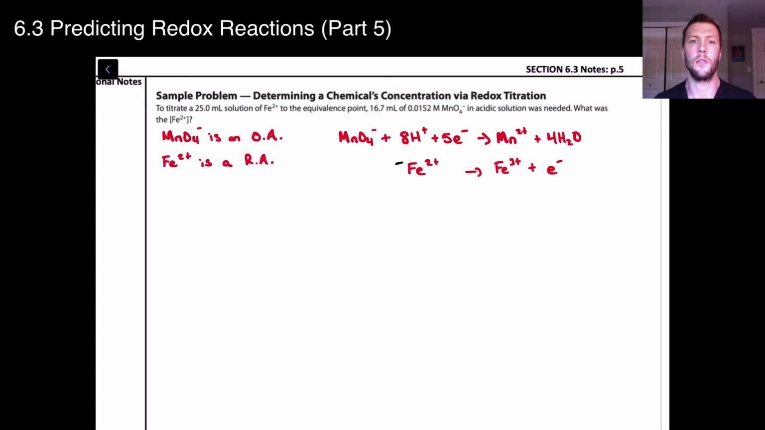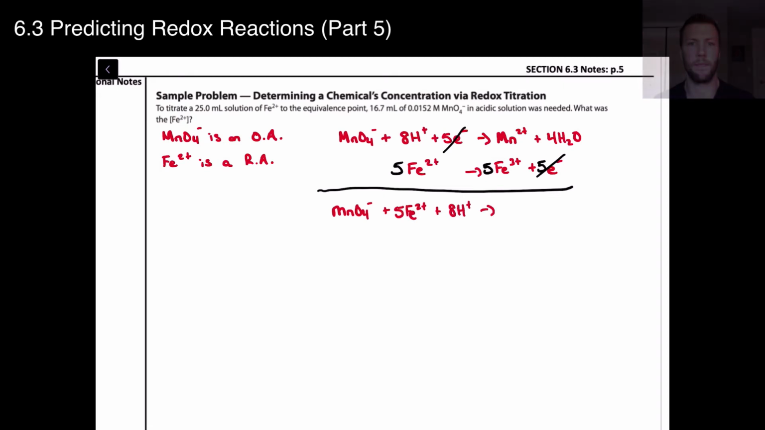Next, I want to balance the number of electrons being transferred. So I'm going to multiply my oxidation half reaction by a coefficient of 5. That way my electron transfer is equal to each other. 5 electrons lost, 5 electrons gained, and I can now join my two half reactions together.